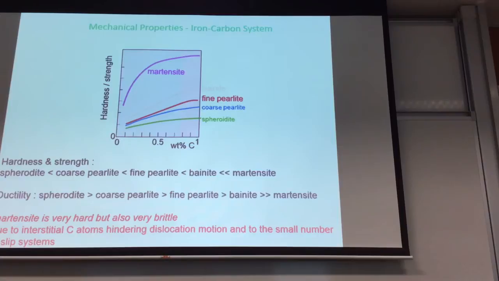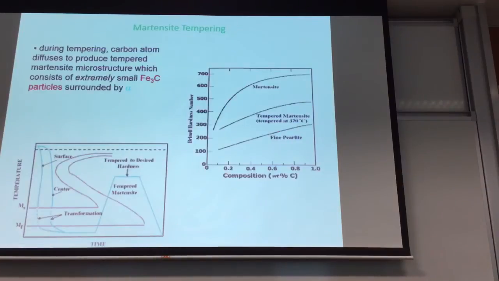Okay, this is why we're interested in the martensite. This is why previously during the lecture we talked about quench hardening and bulk hardening, because we want to transform our steel into martensite, because martensite gives us high strength, high hardness. Martensite, something that's very hard, very strong, also tends to be very brittle. So we need to be very careful when we deal with martensite.